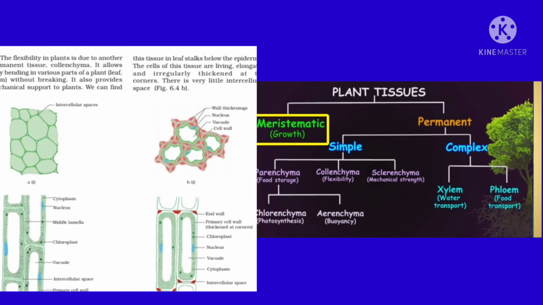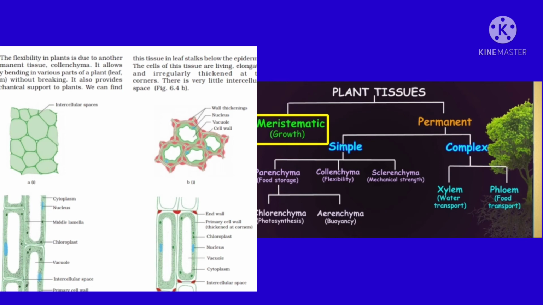Now tell me, what is the function of collenchyma? It gives flexibility to the plant. It helps the plant to move without breaking. Mainly it is found at the border of the leaves, so that it does not allow the leaves to break while moving. Moving means that when the wind blows, plants bend here and there. So it gives flexibility to the plant, and it bends in different directions when the wind blows. These tissues also provide mechanical support to the plant.